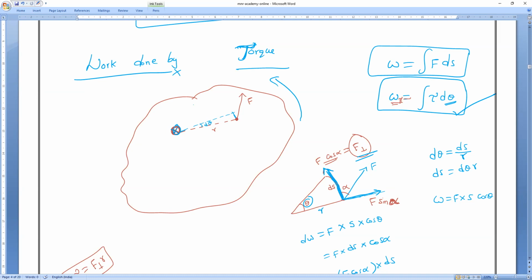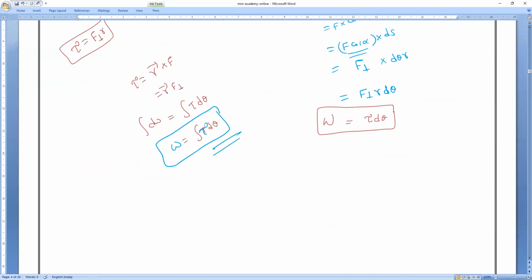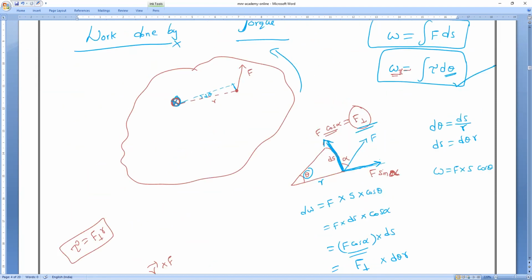Along the pivoted point, it will produce torque, and the work done by the torque is equal to the integral of tau d theta. That is the derivation. It's a very simple derivation.